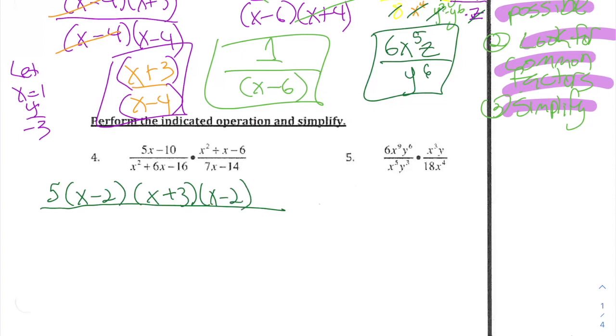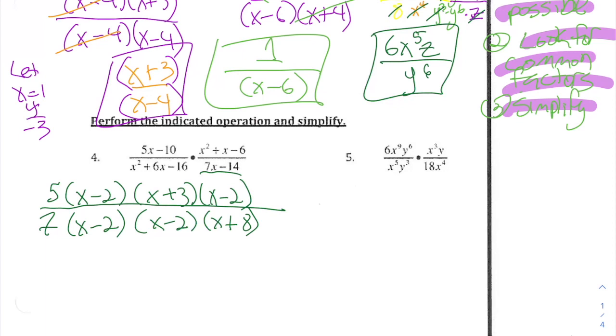Now, in the denominator, I am going to kind of skip a step here. 7 times x minus 4, I'm going to rewrite this as 7 times x minus 2. I'm just moving it over here. There's nothing wrong with doing that. You're allowed to rearrange it any way you like. And then x squared plus 6x minus 16, that just becomes x minus 2 and x plus 8.